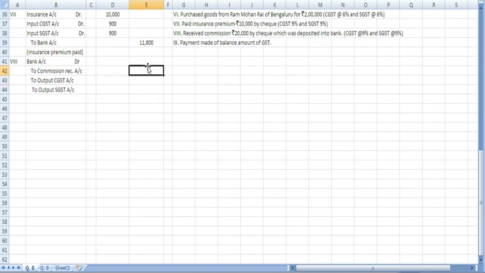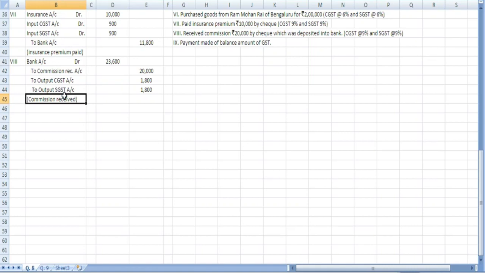So here the commission received was 20,000 and 9% of 20,000, 2 nines are 18, 1,800, and here again we have 1,800. When we total these three, we will get 23,600. Narration, commission received.